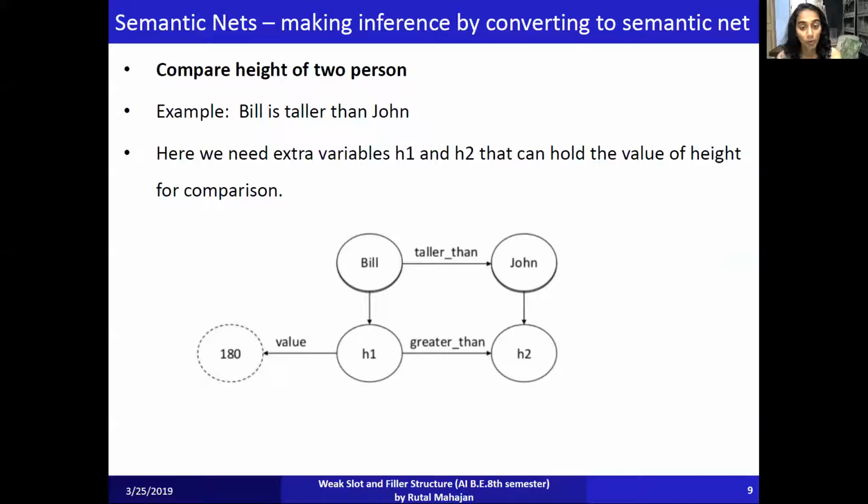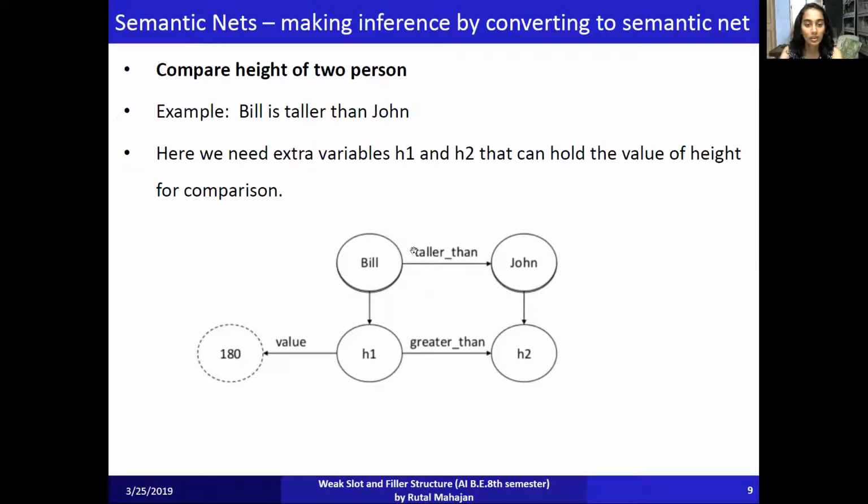Like over here, the example is given: compare the height of two persons. For example, Bill is taller than John. I want to infer whether that sentence is true or not. Then what do we have to do? First of all, we have to show this concept. Bill and John, how are they related? Taller than, meaning Bill is taller than John.